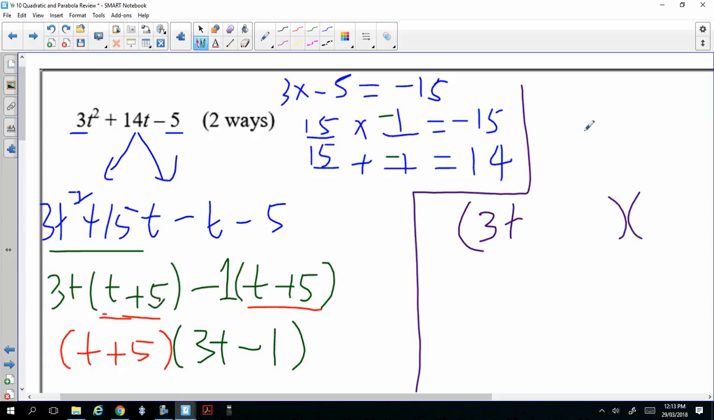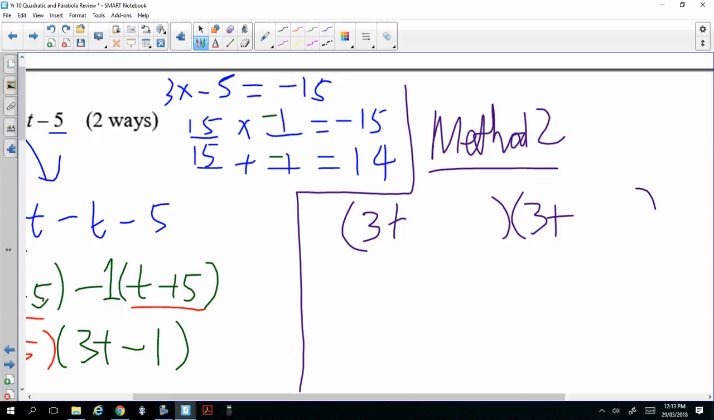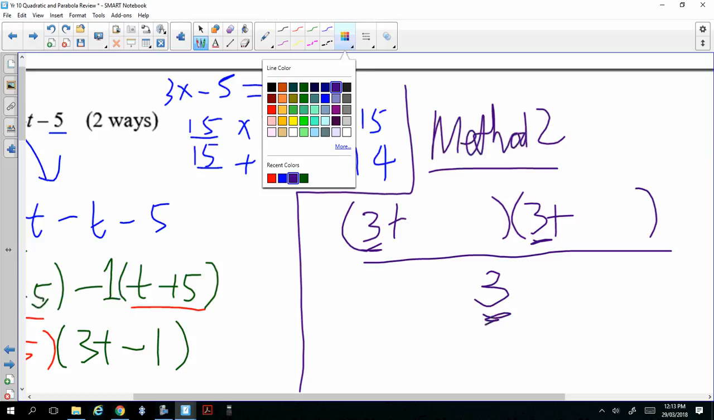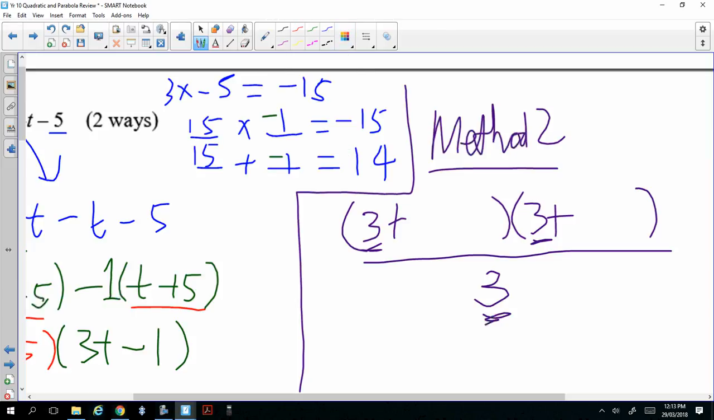Write 3t in both brackets, and also 3 at the bottom, because that is 3, so you just repeat that 3. Now notice the numbers we got before can be used. See these two numbers, we're going to use them. So you write 15 here, minus 1 there. So you don't have to split the term, but you have to write it like that.